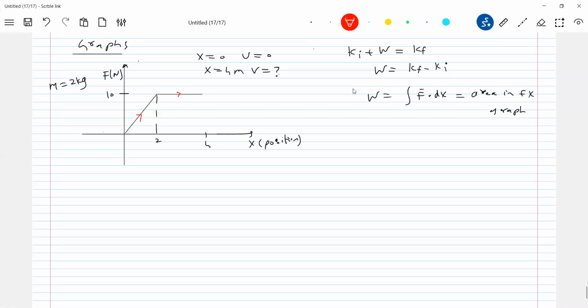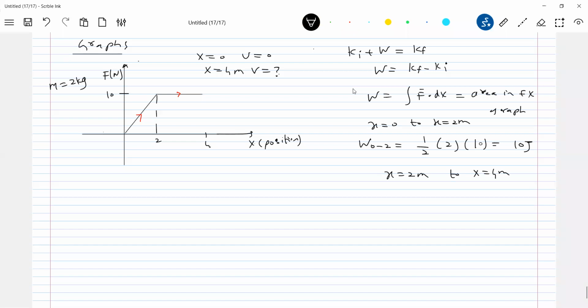So the area under the F-x graph. What is the area now? The triangle plus this one. Work done from 0 to 2 is half into base 2 into 10, so this will be 10 joule. That is the work done by this force when the block moves from x equal to 0 to x equal to 2 meter. Then similarly, when the block moves from x equal to 2 meter to x equal to 4 meter, it is just a rectangle, no? So 10 into (4 minus 2), 20 joules. So what is the net work done? It will be 10 plus 20, 30 joule.